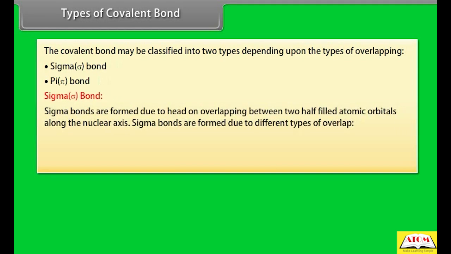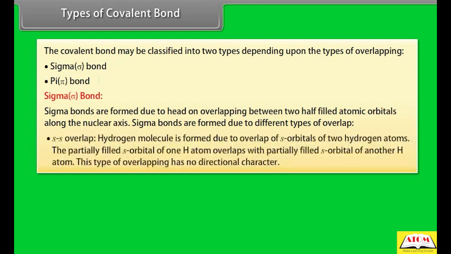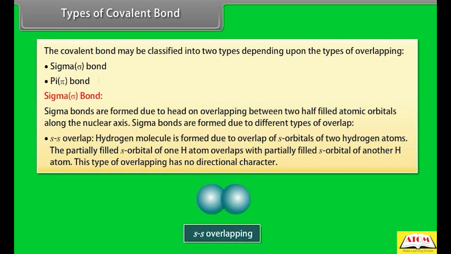Sigma bonds are formed due to head-on overlapping between two half-filled atomic orbitals along the nuclear axis. Sigma bonds are formed due to different types of overlap. S-S overlap. Hydrogen molecule is formed due to overlap of s orbitals of two hydrogen atoms. The partially filled s orbital of one H atom overlaps with partially filled s orbital of another H atom. This type of overlapping has no directional character.